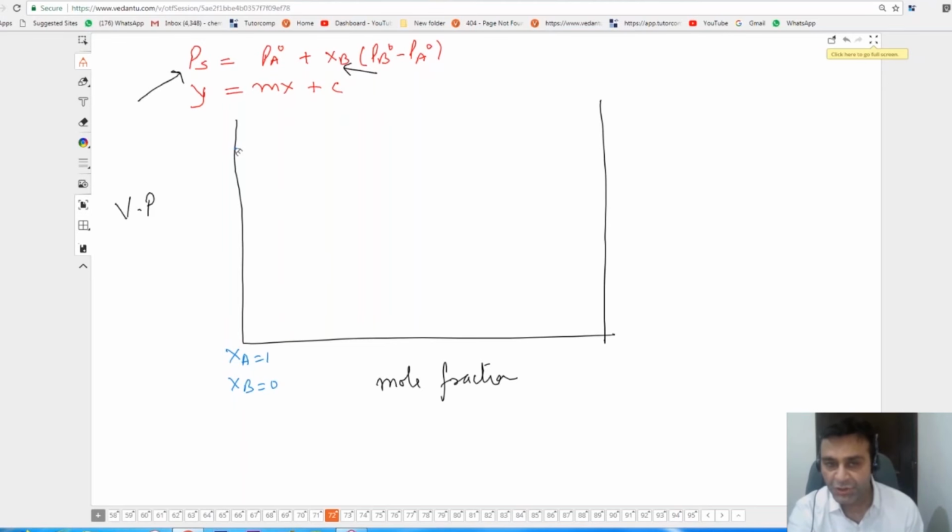At this stage, I say XB is equal to 0. It means the whole of this becomes equal to 0. So this is the PA naught. As I proceed from left to right, the mole fraction of A will decrease and B will increase. And at the extreme, mole fraction of A will become equal to 0 and B is equal to 1. Is that clear?